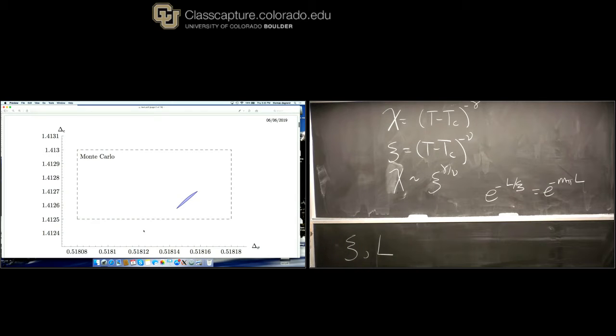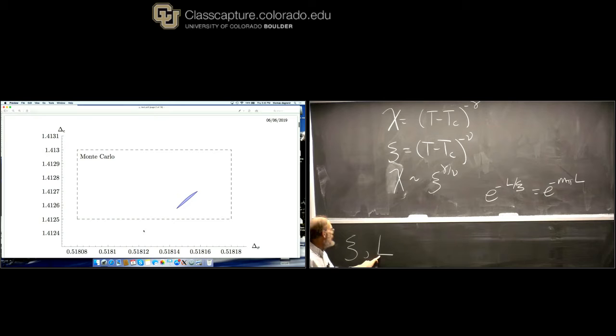The issue with finite size scaling is that you try to tune to the critical temperature where your correlation length diverges, except that your correlation length can't get bigger than the size of the box.